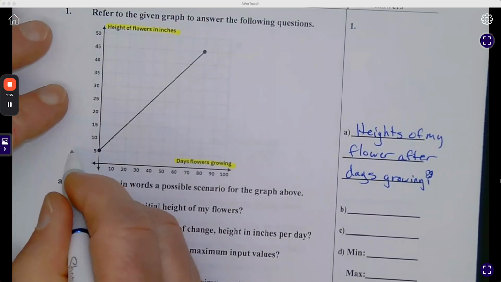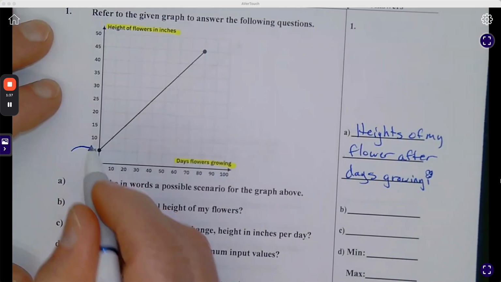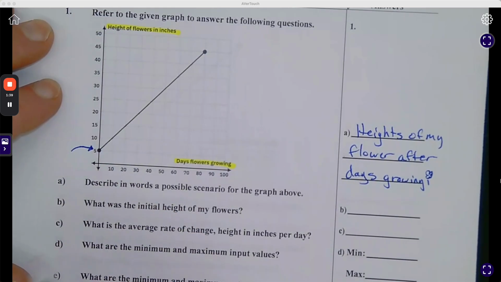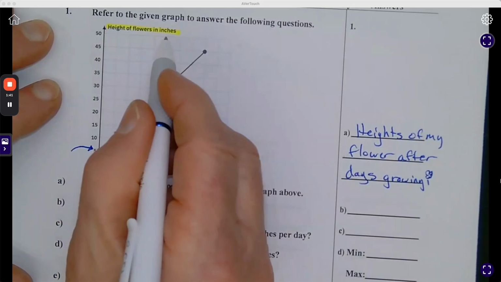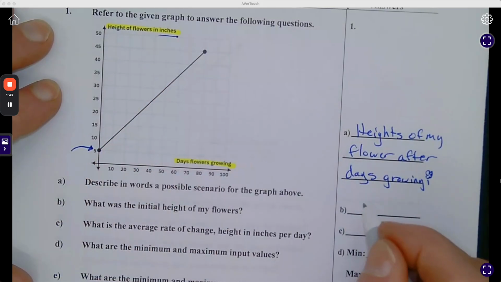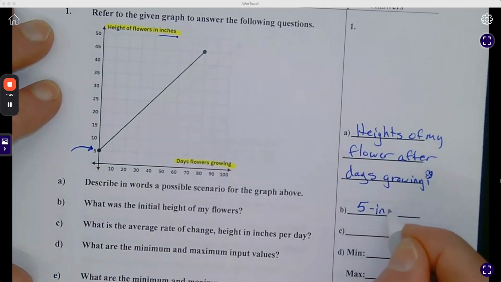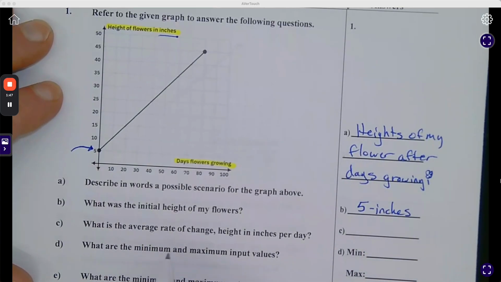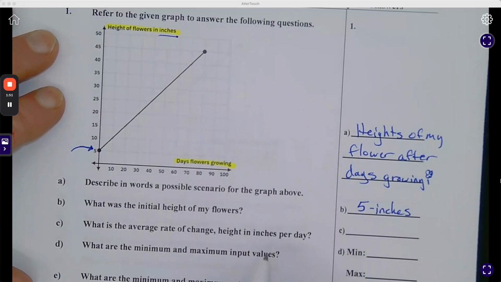Okay, now this is the initial height. The y-intercept is always the initial value. So your initial height is 5, and notice we're measured in inches. So 5 inches. What is the average rate of change? That means the height in inches per day.